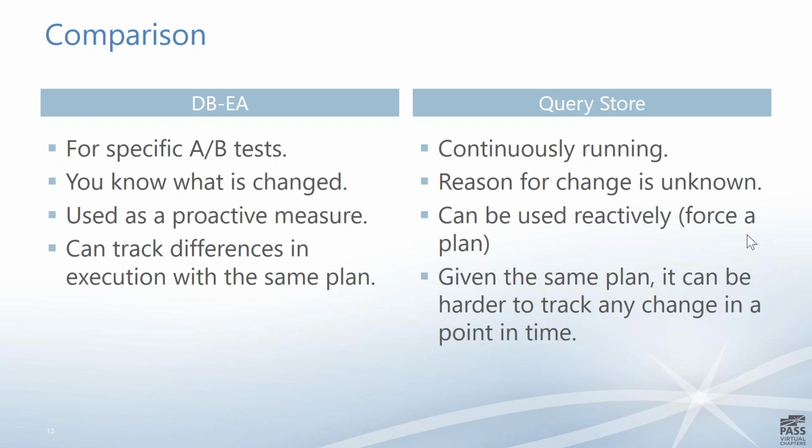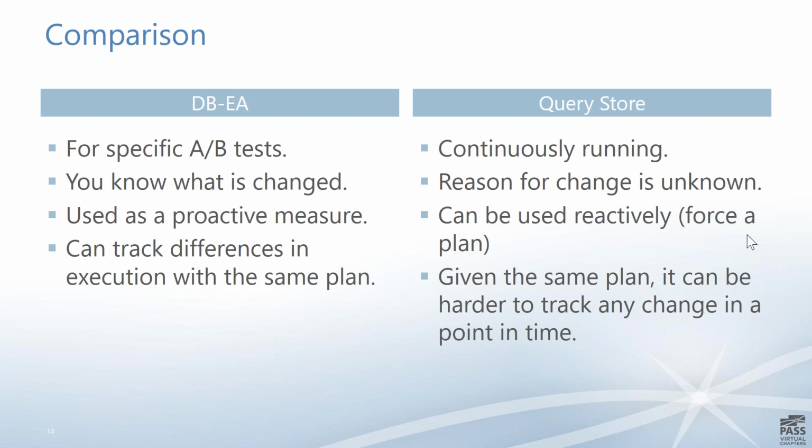And finally, DBA tracks the differences in execution even if the plan is the same, right? So DBA is going to find the queries that are similar, and even if the plan stays the same, it's going to give you a comparison between the A test and the B test, right?